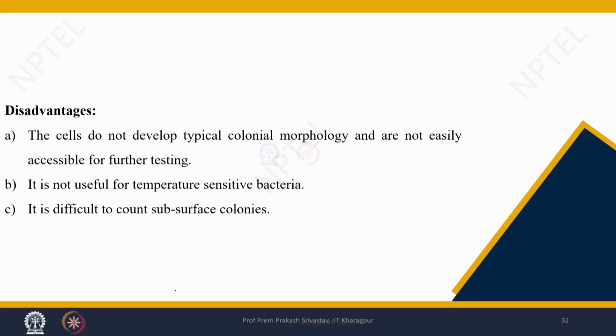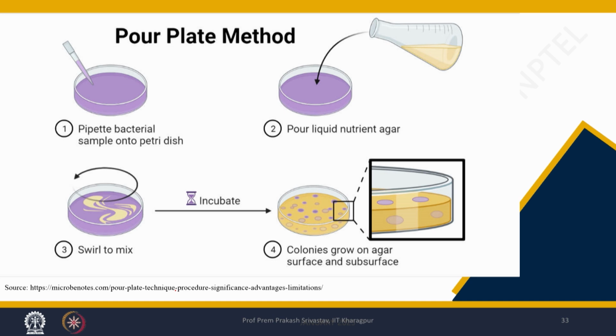Disadvantages: the cells do not develop typical colonial morphology and are not easily accessible for future testing. It is not useful for temperature sensitive bacteria. It is difficult to count subsurface colonies. This is the pictorial representation of the pour plate method.